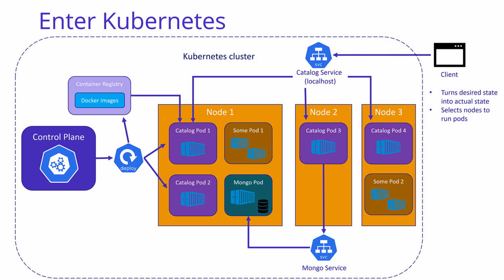Then, like I said, select nodes to run the pods. So the control plane has knowledge of the stats of each of these nodes. So depending on the amount of CPU or the amount of RAM available in each of the nodes, it is able to allocate the pod in the right place. It also allows for self-healing.